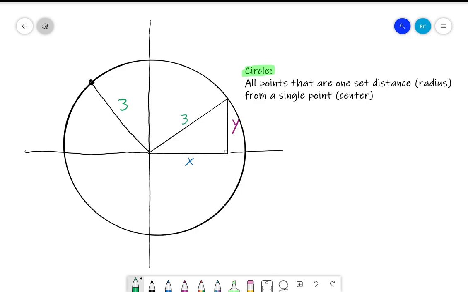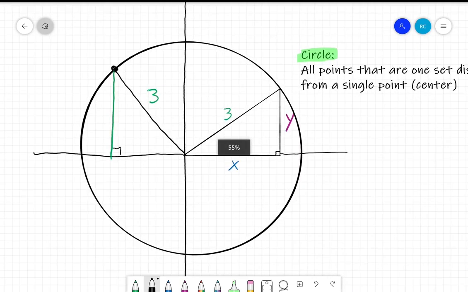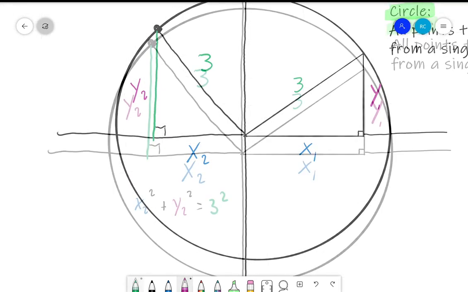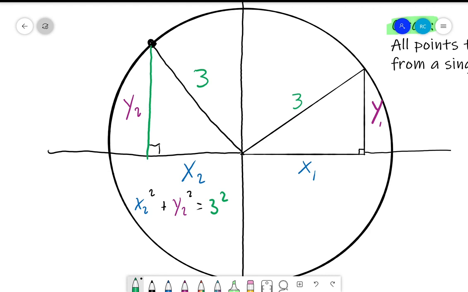Okay? And just like with the other one, we can take that other point on the circle and we can make a right triangle out of it with its own x and y. I'm labeling them x2 and y2 because they are clearly not the same as the x and y from the first triangle, but the fact remains that the x value squared plus the y value squared still equals 3 squared. Because again, even though we are looking at a different point on the circle, the hypotenuse is still 3, so no matter what those two legs are, they will still follow the Pythagorean theorem.